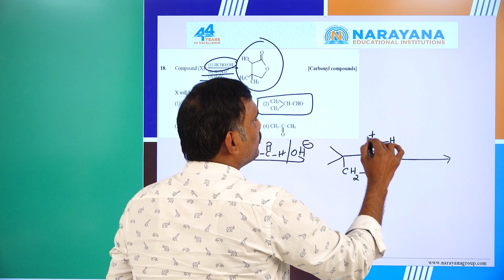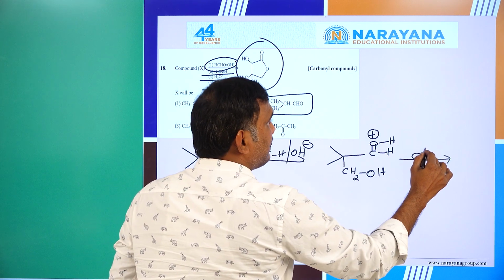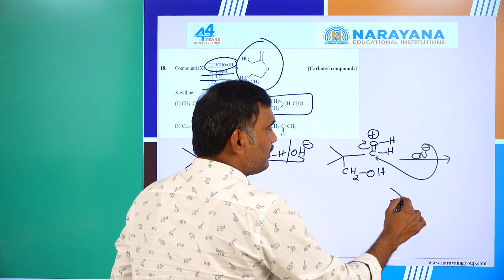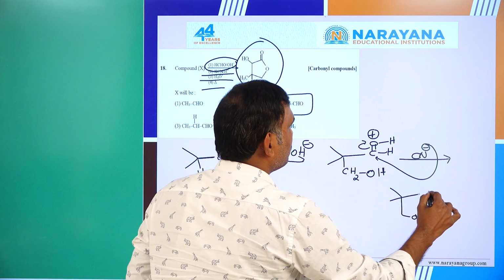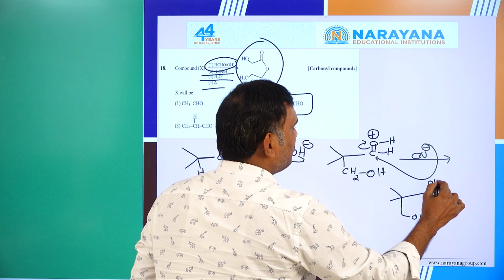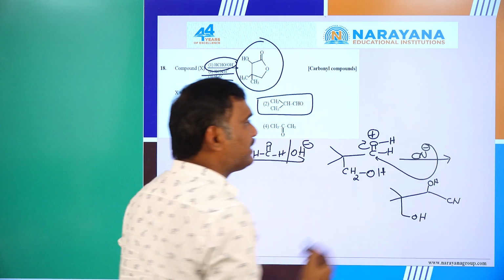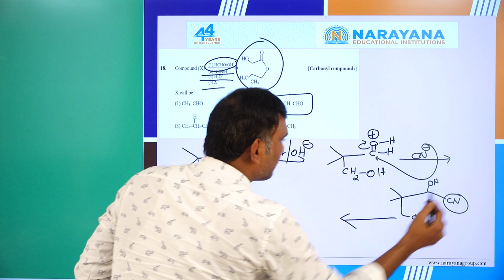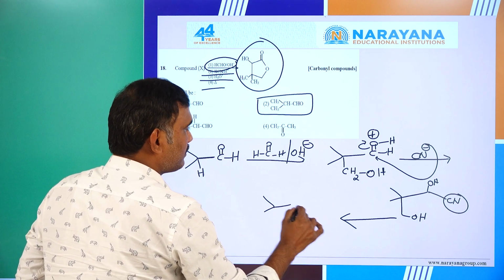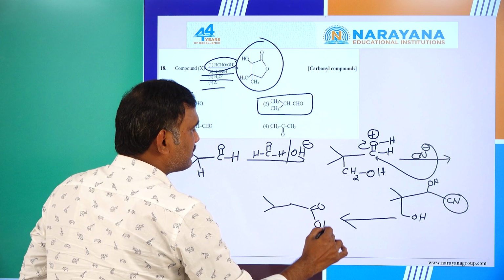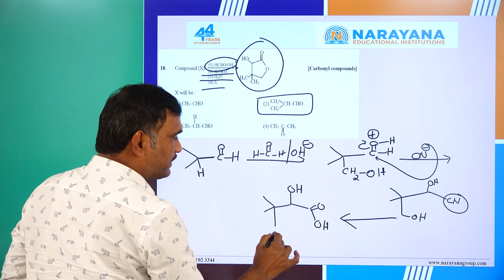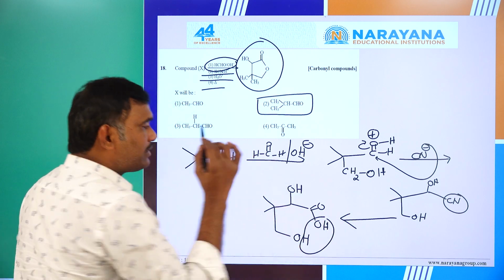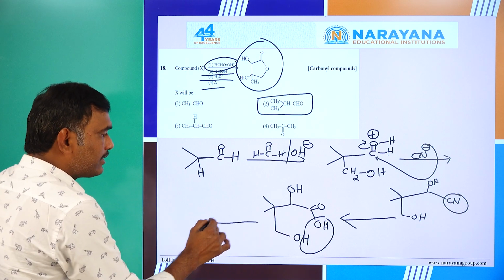H plus first protonates to speed up the reaction. These reactions are slow, catalyzed by acid catalyst. Now it becomes CH2OH and now it becomes OH and the cyanohydrin forms. Now later hydrolysis. This acidic hydrolysis gives a carboxylic acid, and the OH is still present. Now upon heating, the OH of the carboxylic acid and the alcohol cyclize.